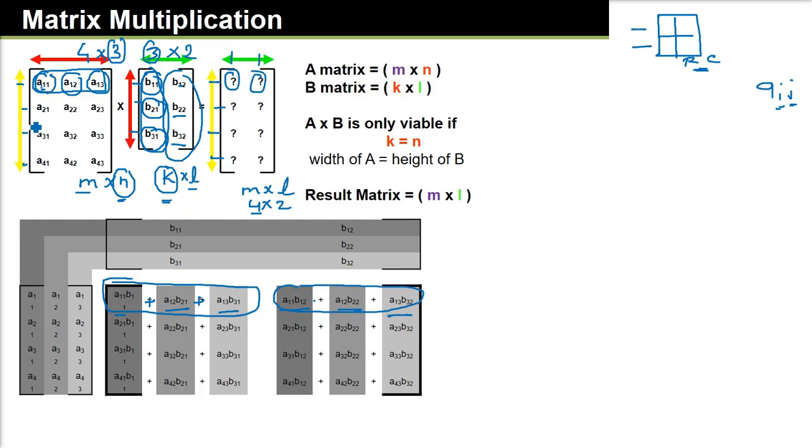Now you go to the second row. Second row with the first column and the second column. Third row, first column, second column. Fourth row, first column, second column.